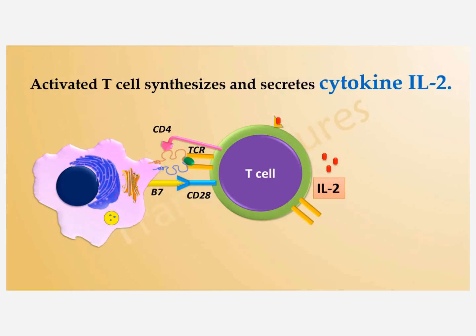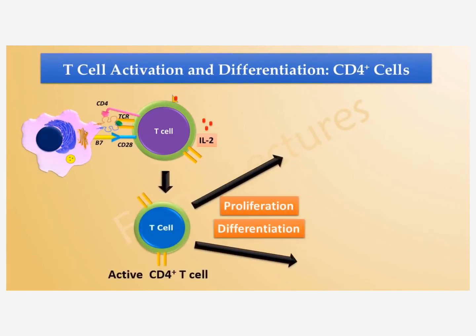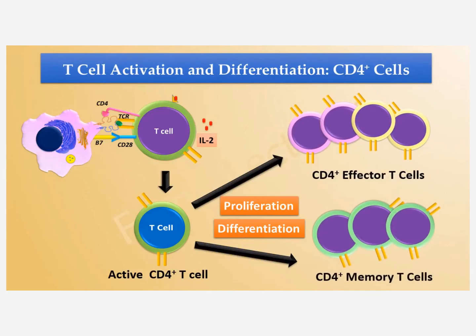on the same T cell. T cell undergoes proliferation and differentiation rapidly, and soon a population of effector T cells and memory T cells is generated. These CD4 positive effector T cells develop into diverse subsets of T helper cells. And CD4 positive memory T cells have ability to quickly generate more effector and memory cells if encountered by the same antigen in future.